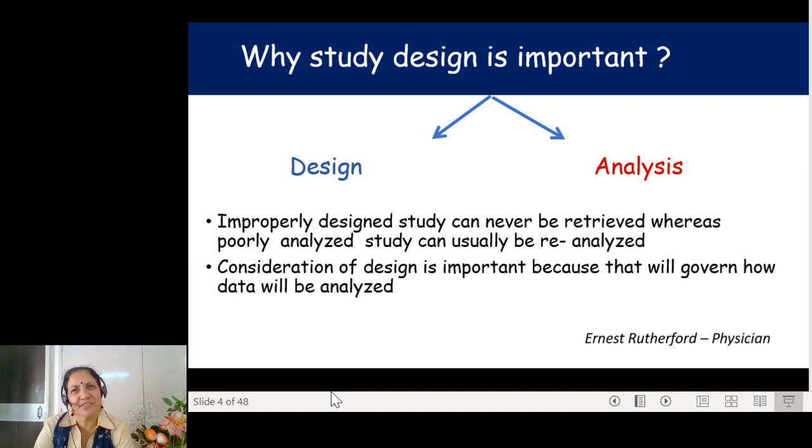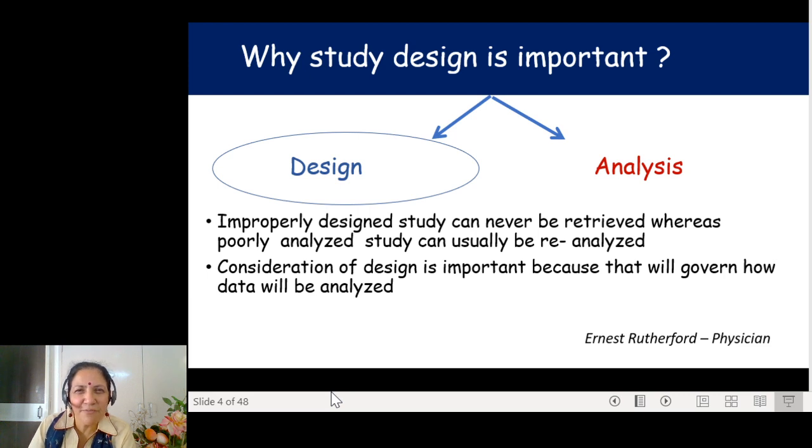Whenever we come across a study which is improperly done, we focus on two aspects: the design and the analysis. An improperly designed study can never be retrieved, whereas a poorly analyzed study can always be reanalyzed. Consideration of design is important because that will govern how the data will be analyzed.